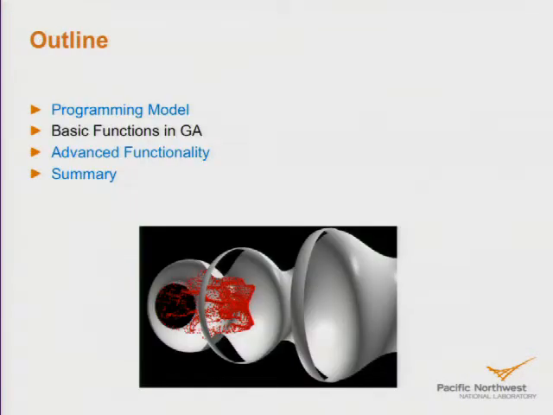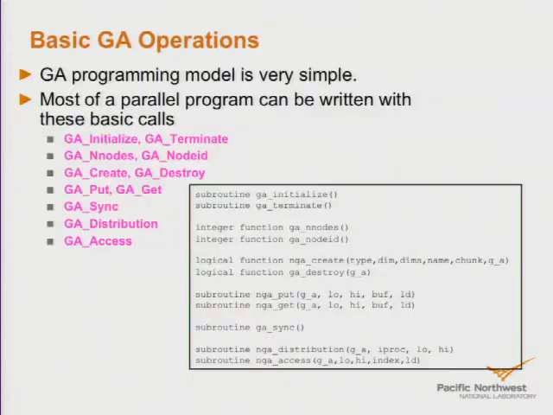So that's an overview of GA and the one-sided programming model. Now I'll talk a little about the basic functionality of GA. These are mostly the functions you use to write a basic Global Arrays program. We have two calls to initialize and terminate the library. There's also some system configuration information. GA_Nnodes is the number of nodes you have available to do work.